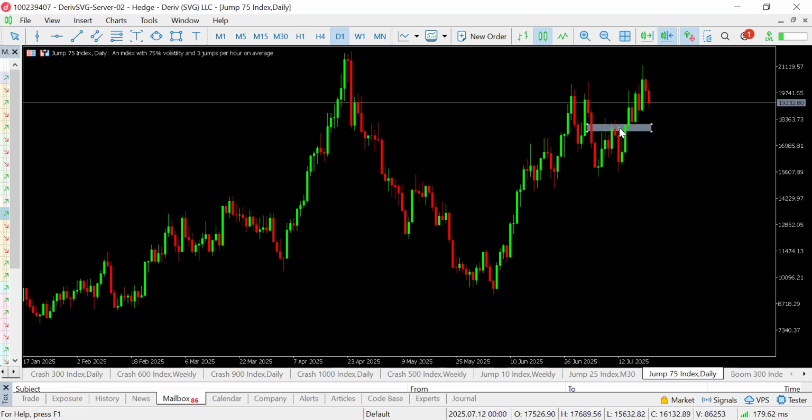Instead, it broke above the initial lower high to give us a higher high. So what the market is doing currently on this daily time frame is a retracement.